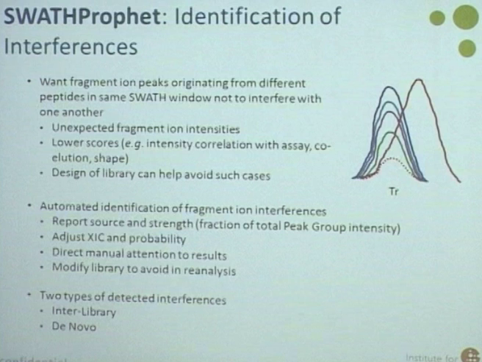So in terms of interferences, we really want to understand which fragment ions are originating from the different peptides, and also determine which unexpected fragment ion intensities are really there. And that really comes across by looking at the scores that we are able to obtain. And then hopefully you can design libraries that avoid those cases, but it's not always the case. The other thing is you want to do this automatically as well. The large volumes of data being created make you avoid trying to do any sort of interpretation unless you can do it automatically.